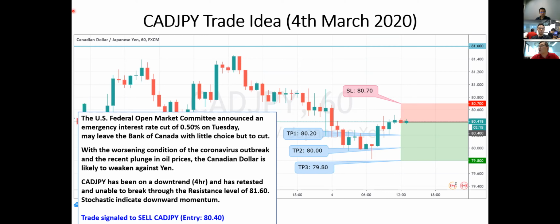So when you look at the chart, on the 4th of March, Canadian yen was in a downtrend. It tried to retest the 81.6 resistance level, and you can see here that the stochastic indicated downward momentum as well. So with that, I indicated a sell at 80.40. And let's see what happens.